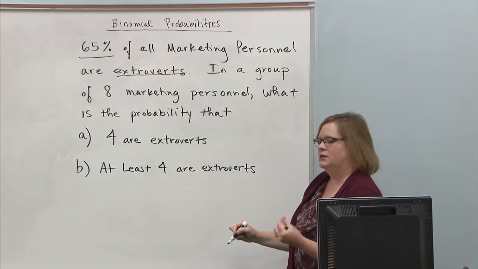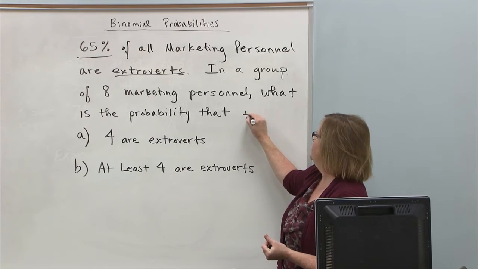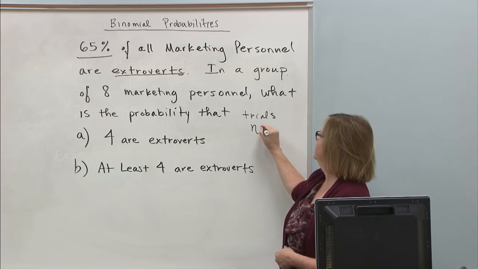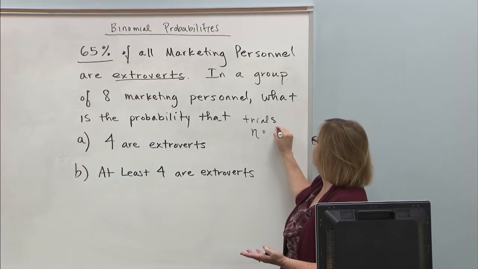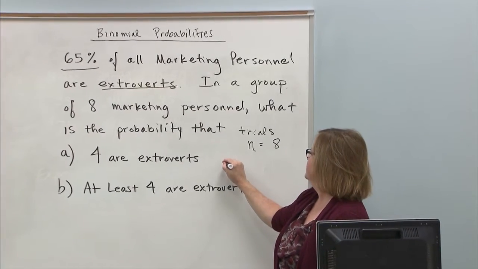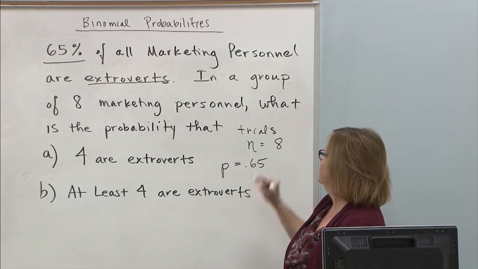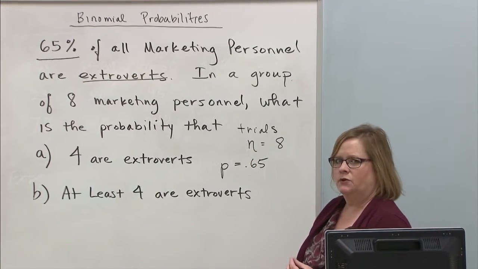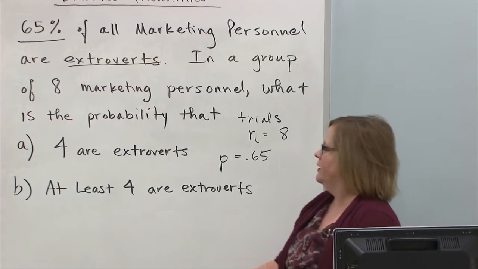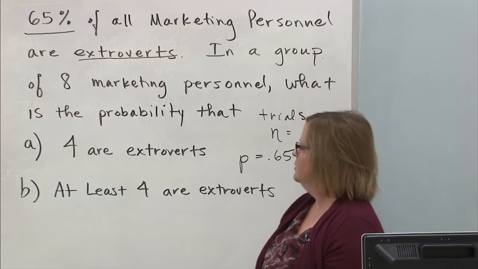So when you get ready to use the calculator, make sure you've figured out how many trials you have. That's your N. That's the people. So that'll be 8. And then what's your probability of success? That's your P. That's the 0.65. And then the last number that goes in there, it's going to ask you how many successes you are interested in. That comes from the question. So for us, that'll be the 4.